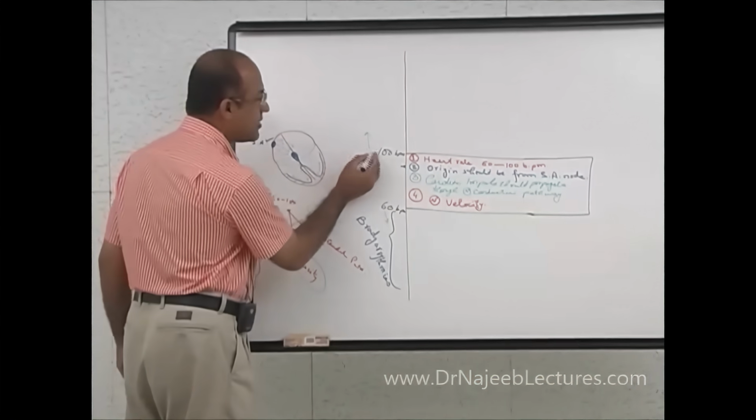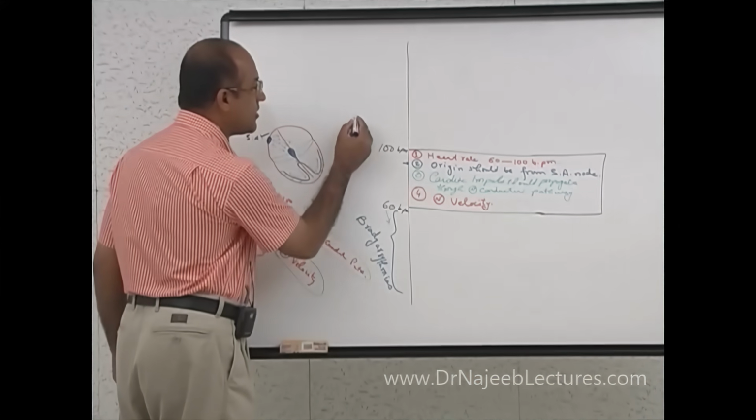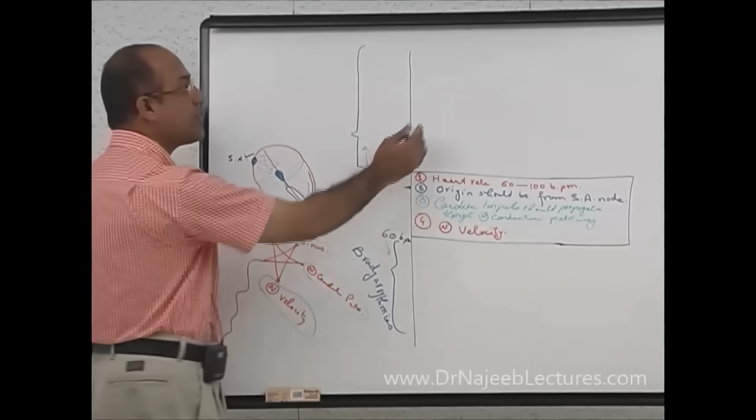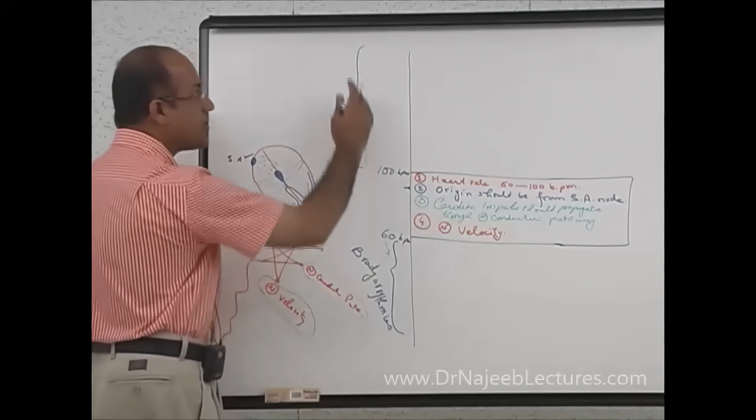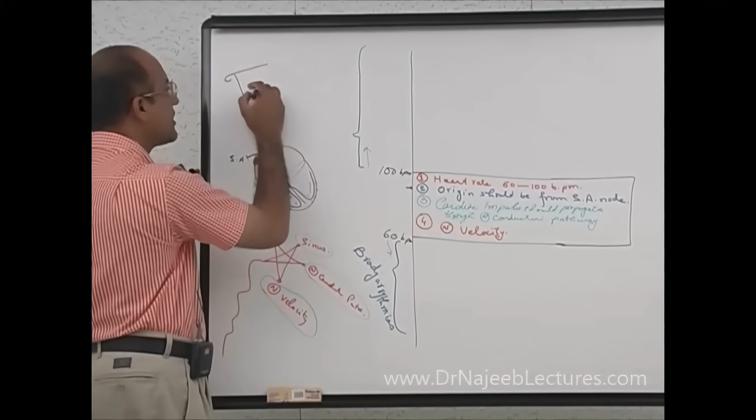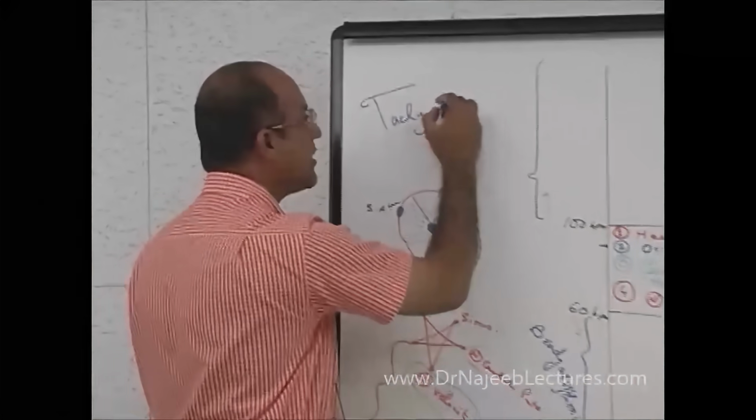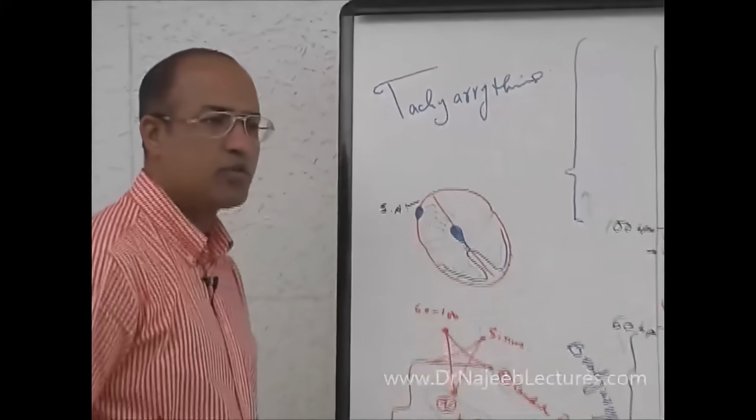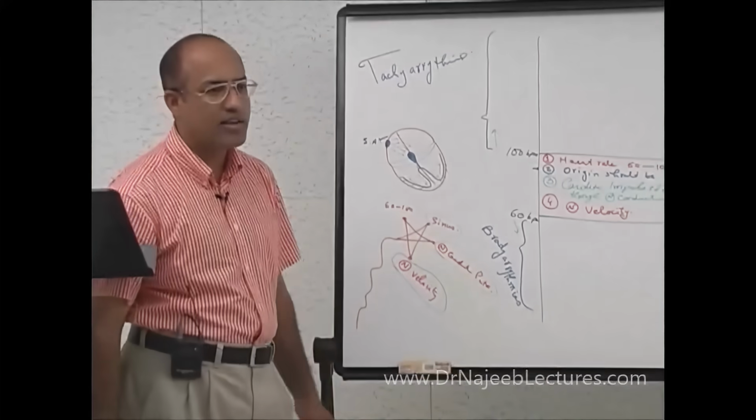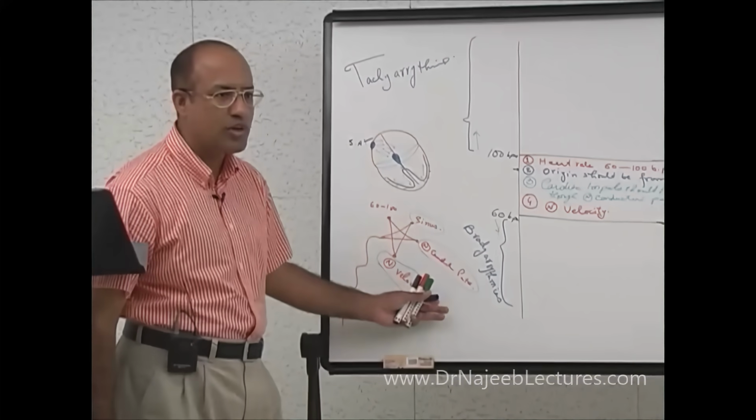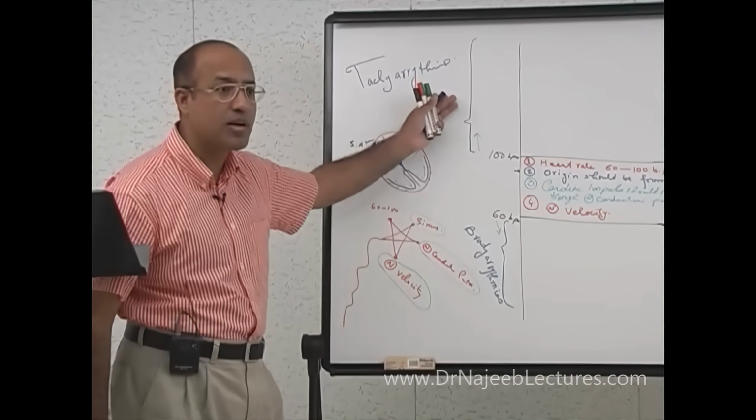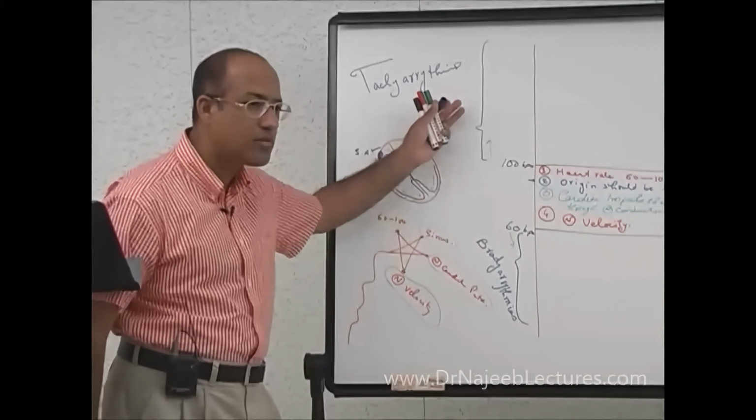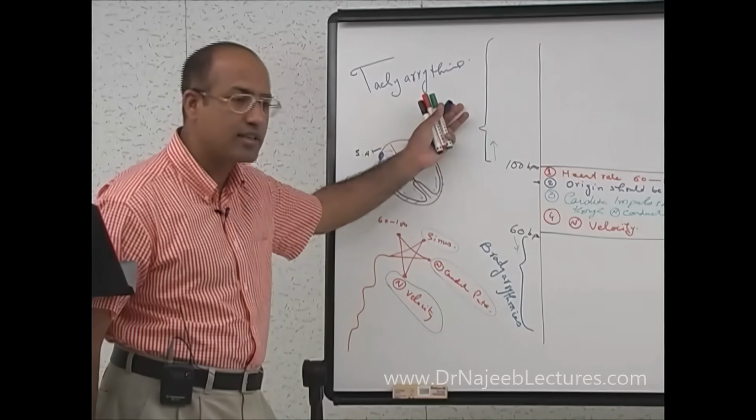And when heart rate is more than 100, whatever type of arrhythmia is there, as a group that arrhythmia is called tachyarrhythmias. So one way to classify the arrhythmias of the heart is slow abnormal rhythms and fast abnormal rhythms. Slow abnormal rhythms are called bradyarrhythmias, and fast abnormal rhythms are called tachyarrhythmias.